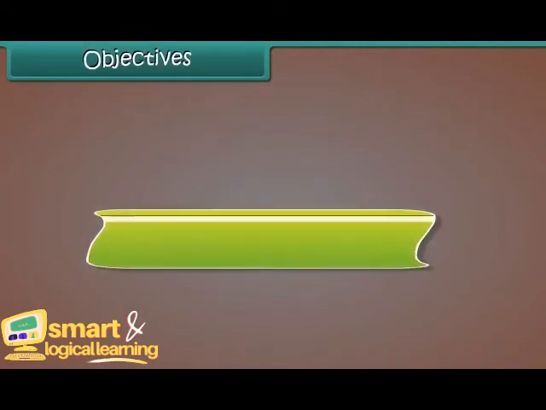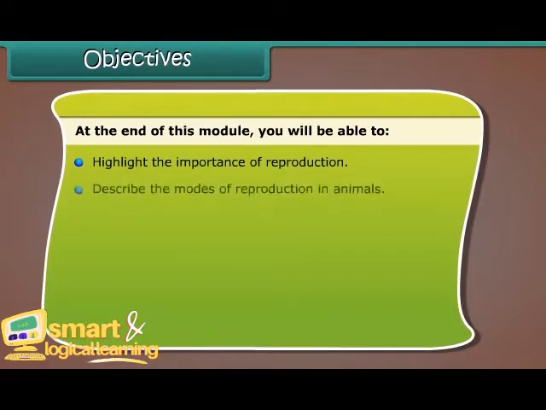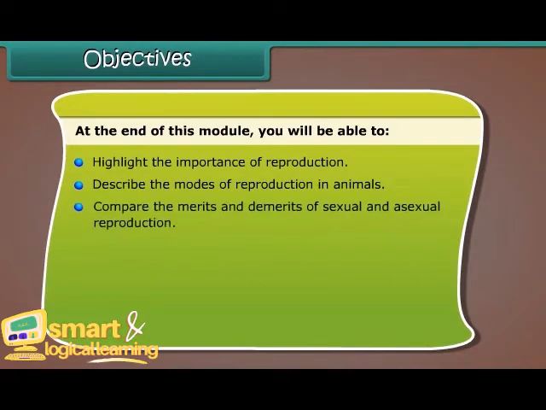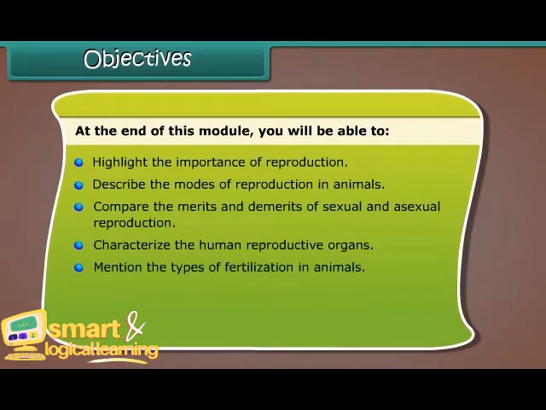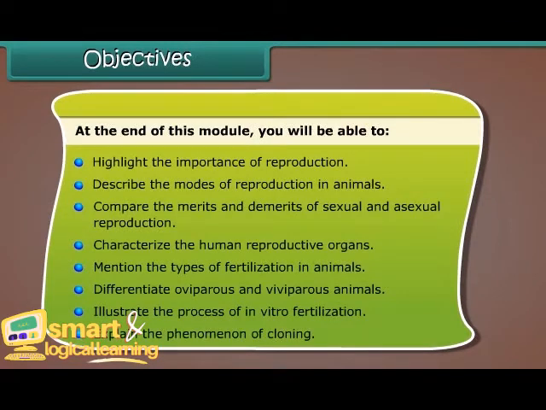Objectives. At the end of this lesson, you'll be able to highlight the importance of reproduction, describe the modes of reproduction in animals, compare the merits and demerits of sexual and asexual reproduction, characterize the human reproductive organs, mention the types of fertilization in animals, differentiate oviparous and viviparous animals, illustrate the process of in vitro fertilization, explain the phenomenon of cloning.